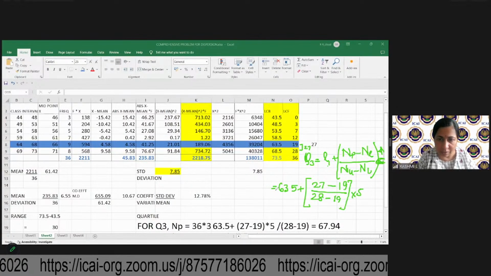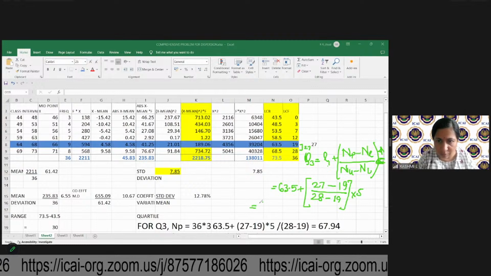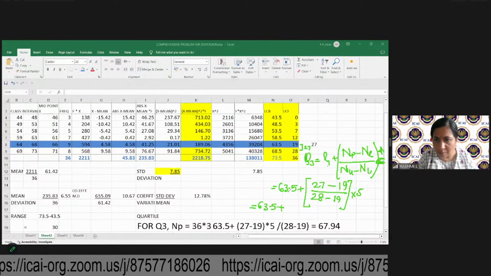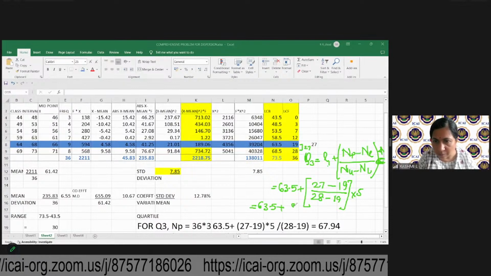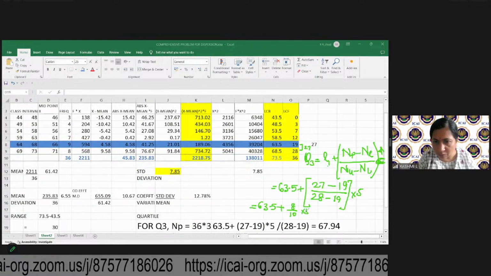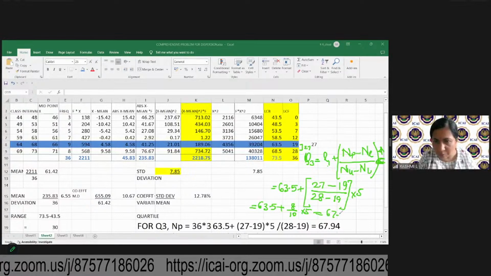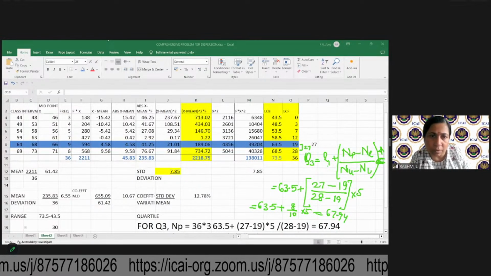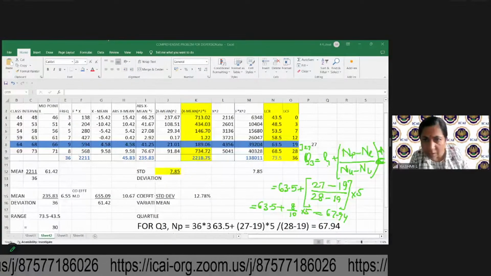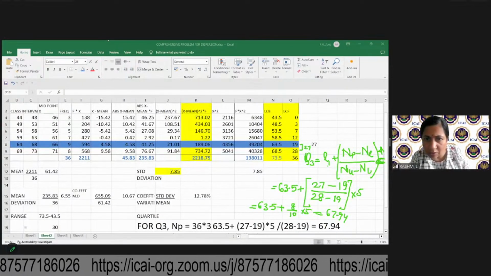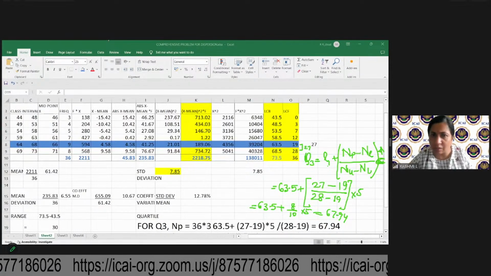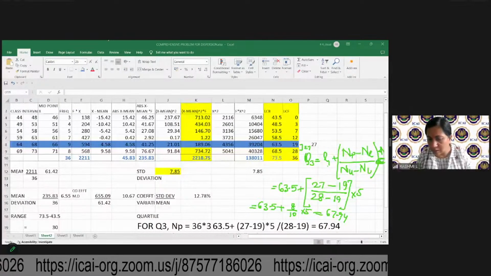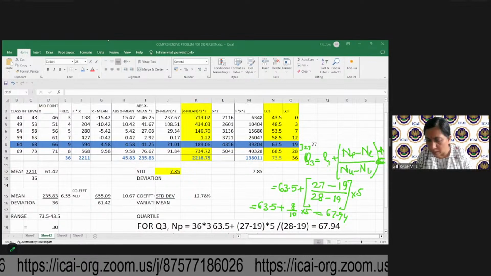5. So when I calculate, this gives me 63.5 plus 8 upon 10 into 5, and this gives me 67.94. Yes. Excellent. Harish, Shri, Tanishka, Anushka. Okay. So I just hope you have understood this.